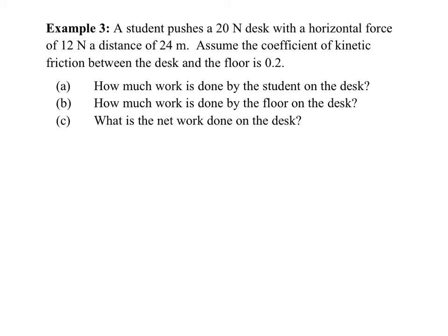We're going to start by asking how much work is done by the student on the desk. Then we're going to say how much work is done by friction, or the floor, on the desk. And then we're going to ask ourselves, what is the net work? What does net mean again? Net means combined, or another word? Total or overall. I like overall because it makes me remember that there may be positive and there may be negative. So overall, there could be some balancing occurring here.